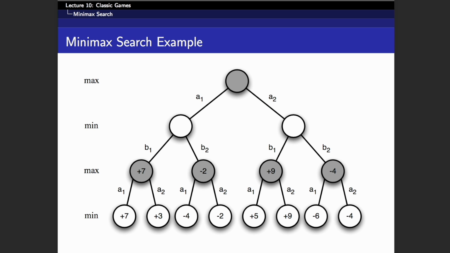Then we can propagate those from the min player's perspective as well. We choose -2 rather than +7, because from the min player's perspective, +7 is a terrible result and -2 is a really good result, and -4 is a better result than +9. Then you can propagate this again to the root, and this gives us a max of -2. And so this really is the optimal value. Hopefully this helps to understand what the minimax value actually means.